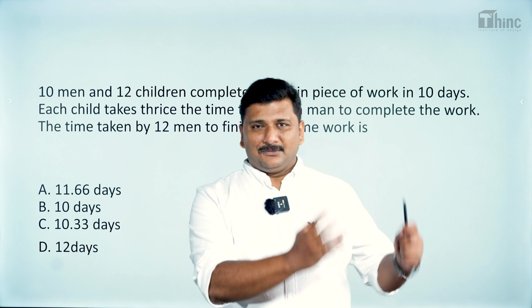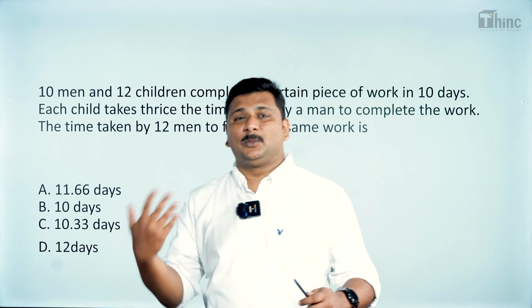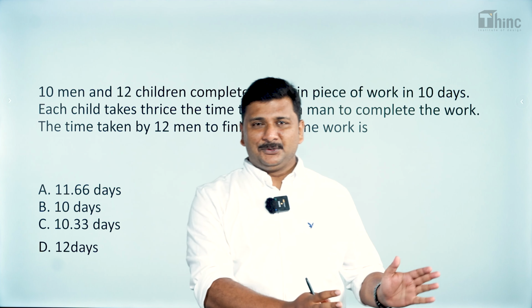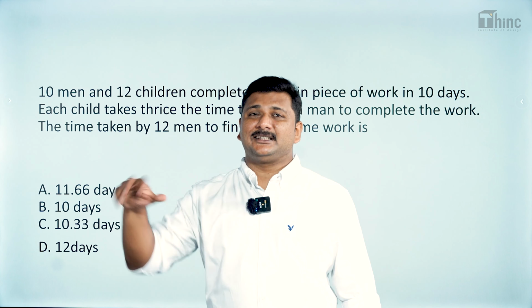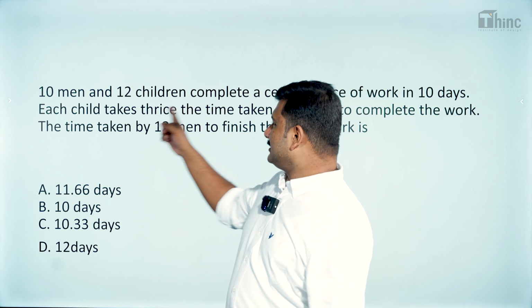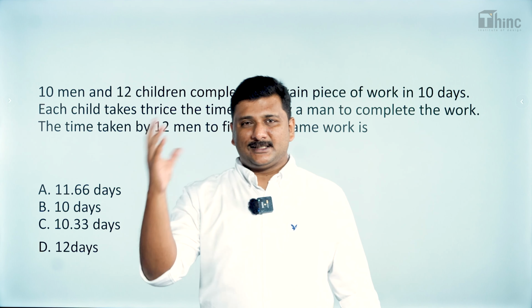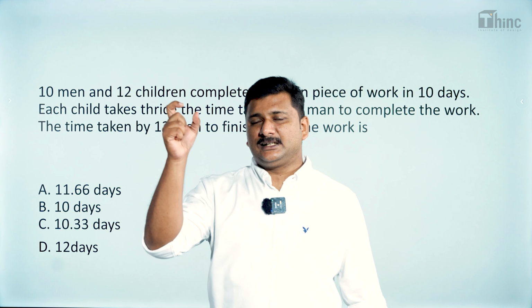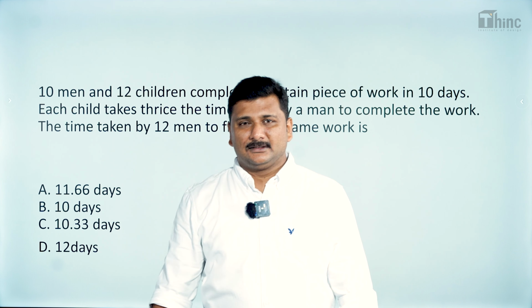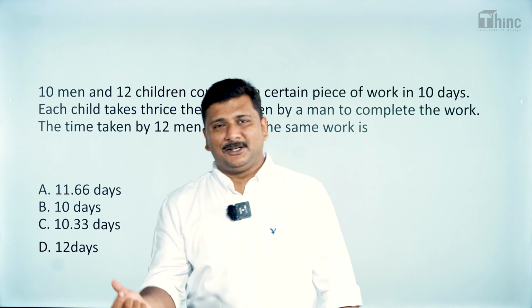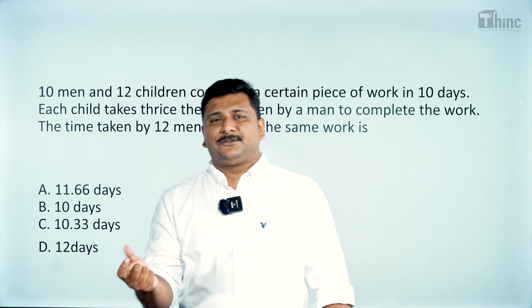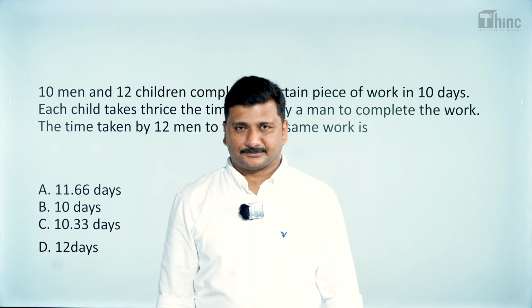Now to replace the work done by a man, I have to send how many children? I have to send 3 children, right? So if a man in one day will do 30 units, a child will take 3 days to do the same work. A child takes thrice the time taken by a man. That means a child will take 3 days to do the same 30 units. So a child will do it like 10, 10, 10 only, right? So in one day, a child can do only 10 units. So to replace the work which a man does, we have to send 3 children.